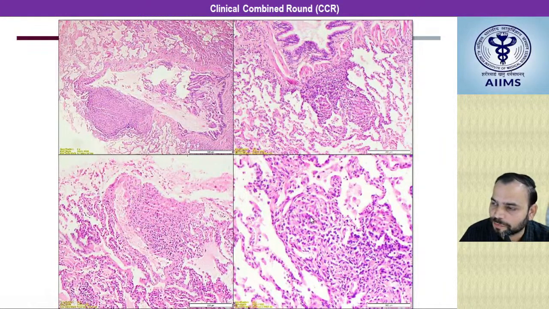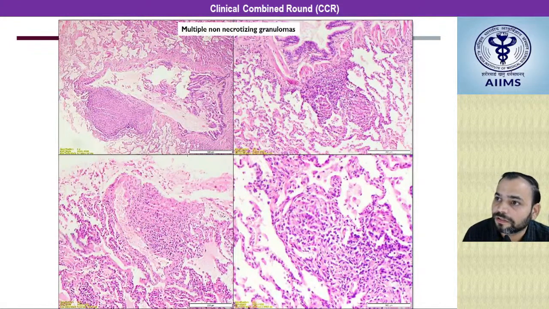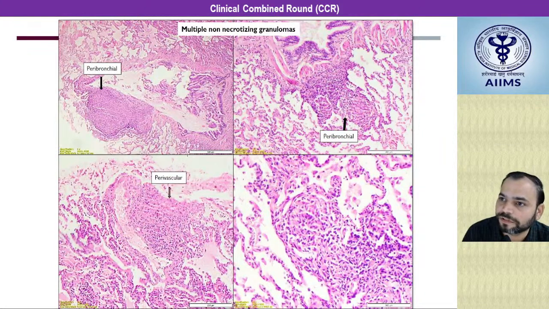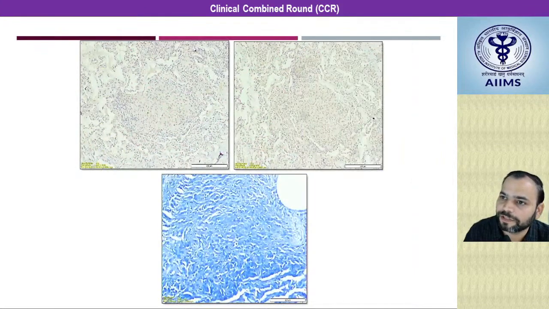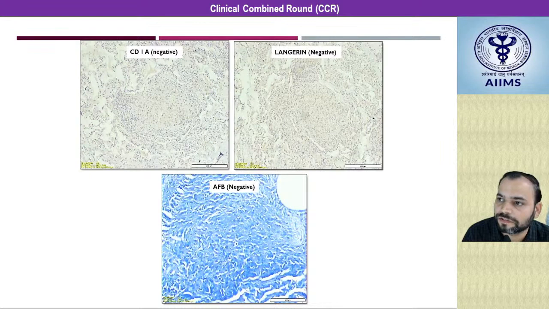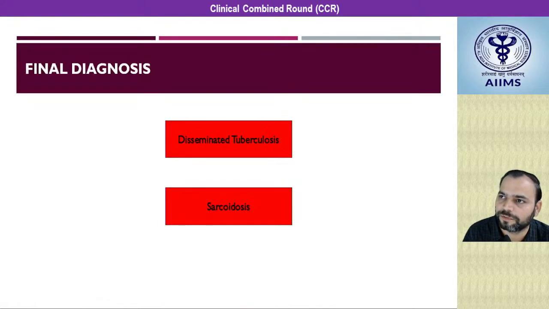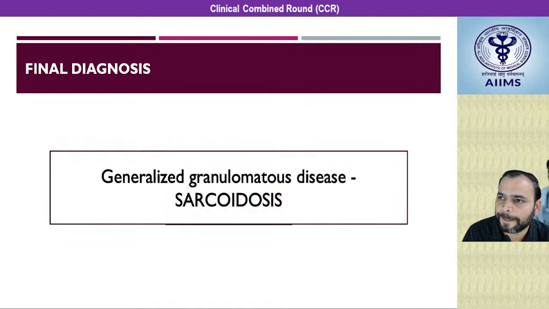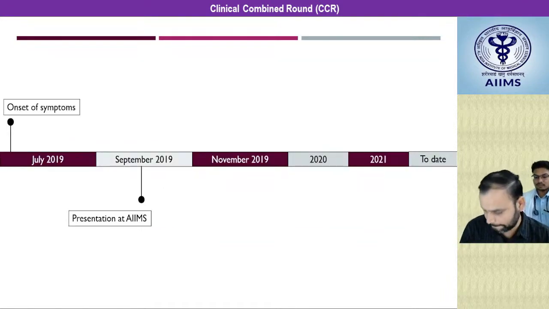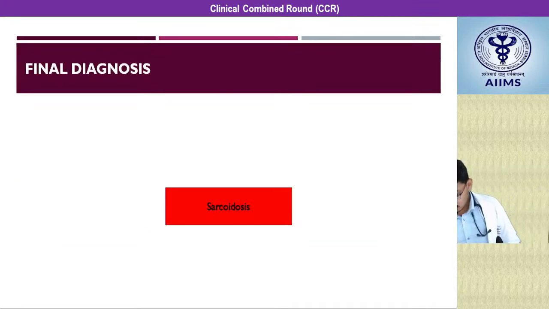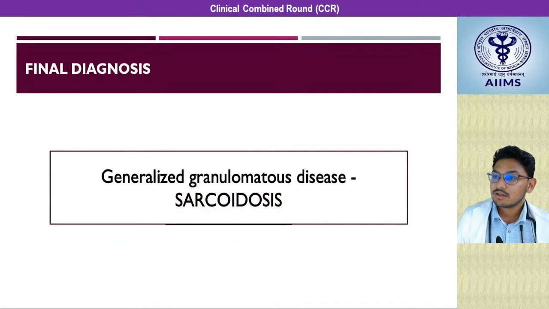This is interstitial epithelioid cell granulomas. Necrosis was not seen in any of the sections. This is peribronchial, vascular and interstitial granulomas. We did perform Langerin and CD1a immunostains to rule out LCH. Both were negative. This is the Ziehl-Neelsen stain for acid-fast bacilli. This is also negative. So based on the overall features of non-necrotizing granulomas in all these locations, we suggested the possibility of sarcoidosis.